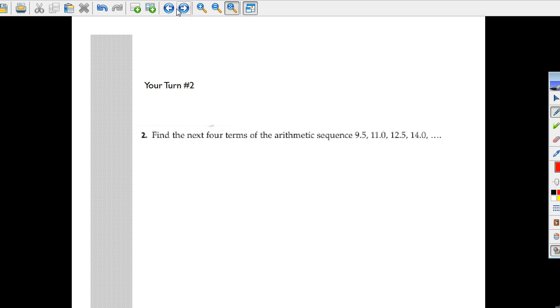Right, so here's your turn number 2. Find the common difference and then the next 4 terms. Okay, so tell me what the 4 numbers are.